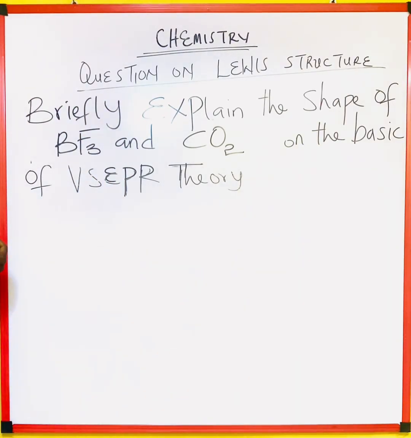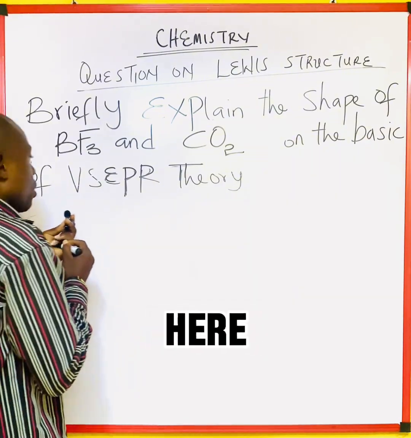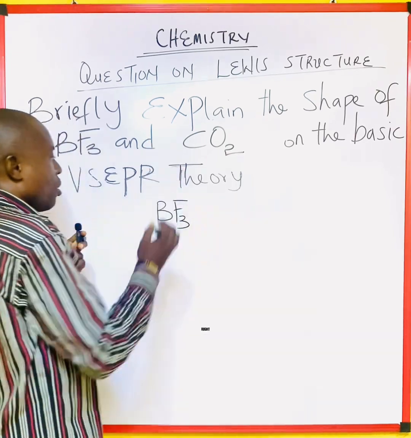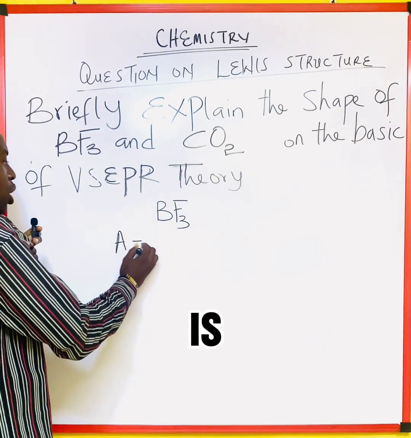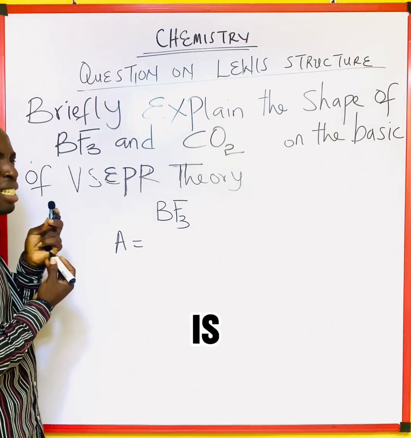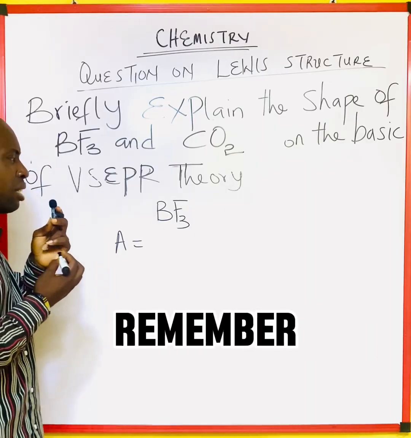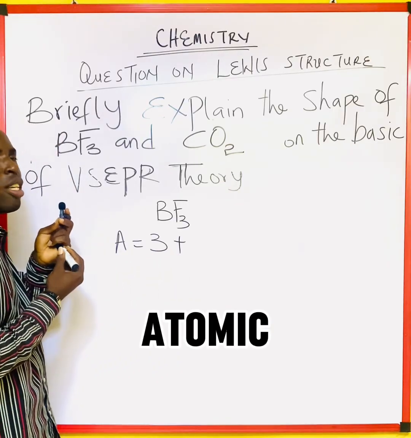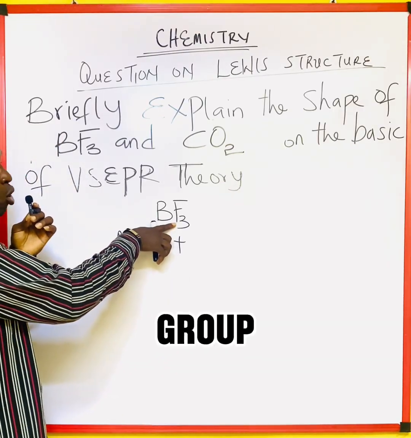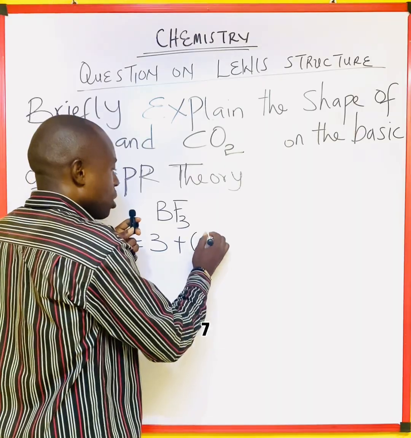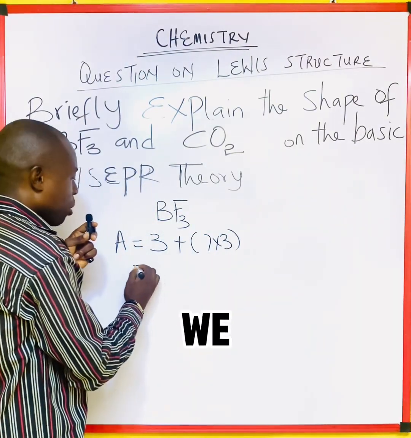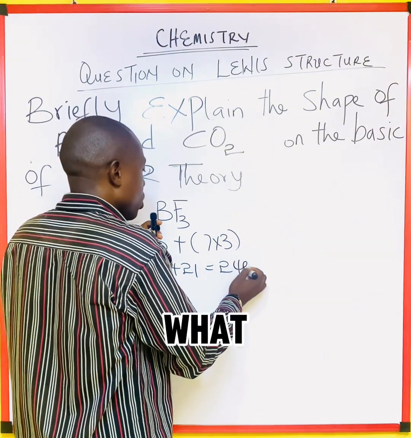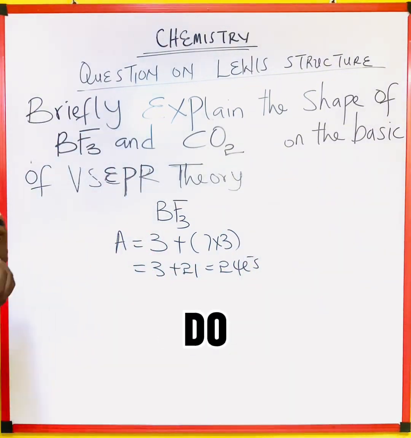Now, we come here. Here is boron trifluoride, right? The magic number here: remember the group of boron is 3, so group 3 plus the group of fluorine, which is 7, so it will be 7 times 3. So it becomes 3 plus 21, which is what now? 24 electrons. So what do we do next?